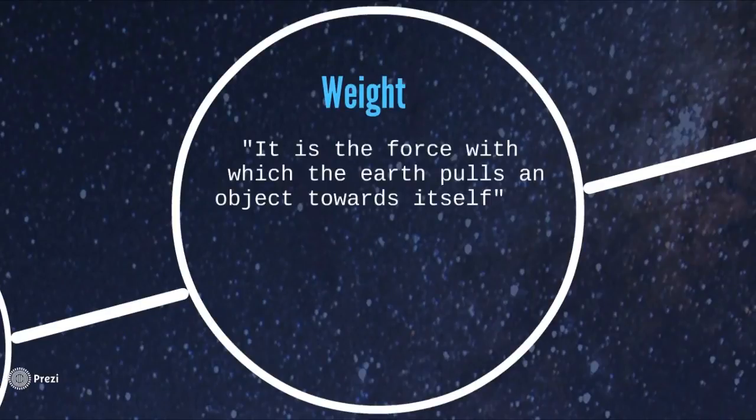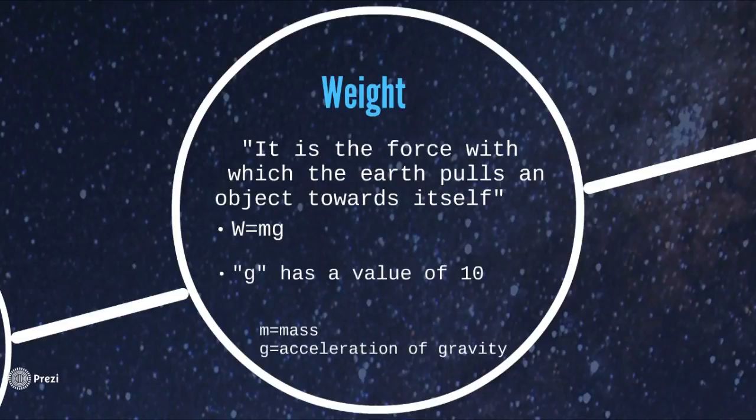It is the force with which Earth pulls an object towards itself. So the object does not have to be in contact, in a physical contact with the earth. The force can have its effects from a distance. And it is calculated using the formula W = m × g, where m is the mass and g is the acceleration due to gravity. And g has a value of 10 here, and m is the mass of the object, as I said earlier.